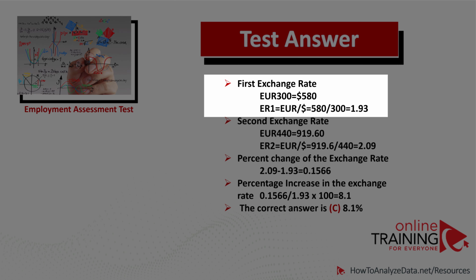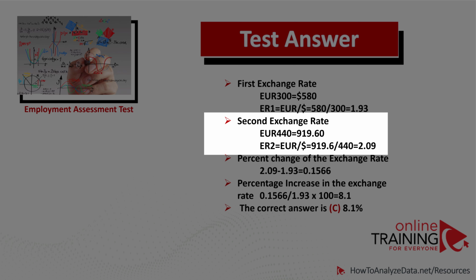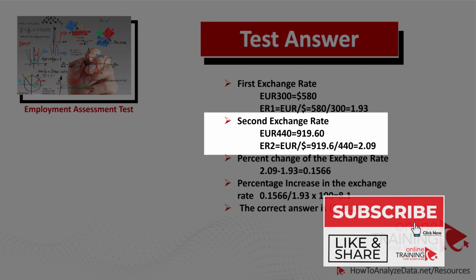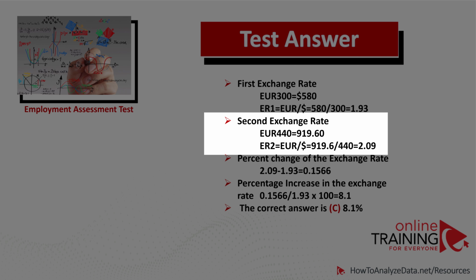So to calculate the first exchange rate, we need to use the formula and divide euros to Canadian dollars. We have 500 euros and we received 300 Canadian dollars. So the exchange rate would be 580 divided by 300, which would be 1.93. Second exchange rate will be calculated in a similar way. We divide 919.6 euros to $440, and we will get the rate of 2.09.